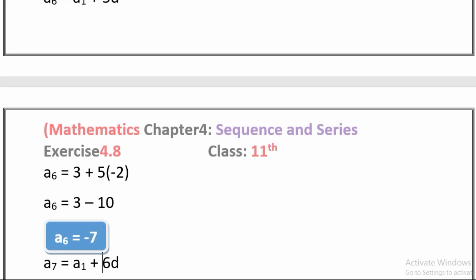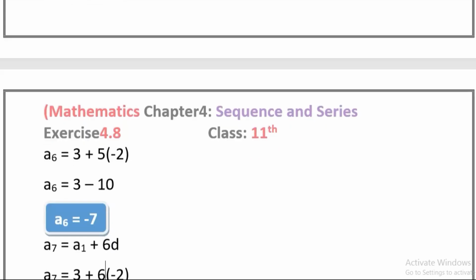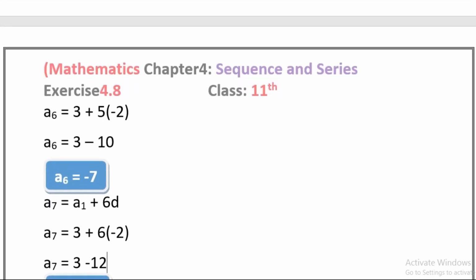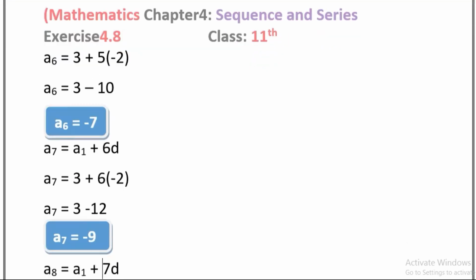Next the seventh term, that is a7, is equal to a1 + 6d. By putting the values, the first term is 3 plus 6 into -2. 6 into -2 is equal to -12, and 3 - 12 is equal to -9. So a7 is equal to -9.